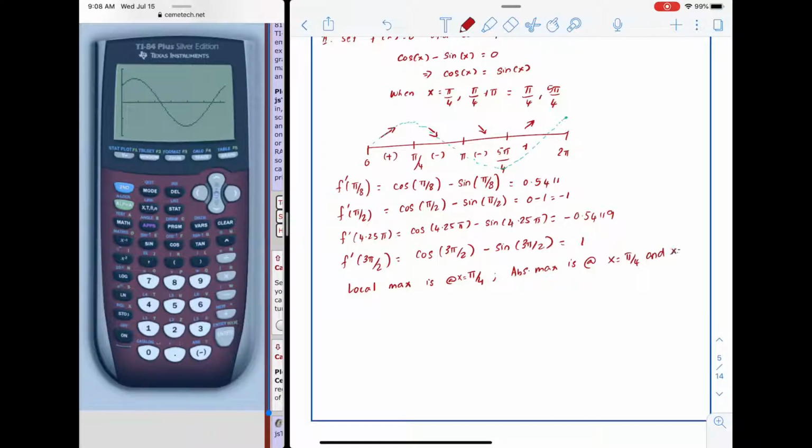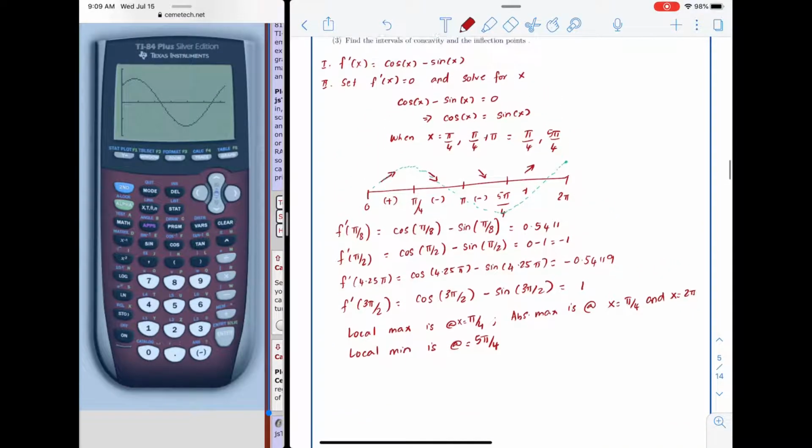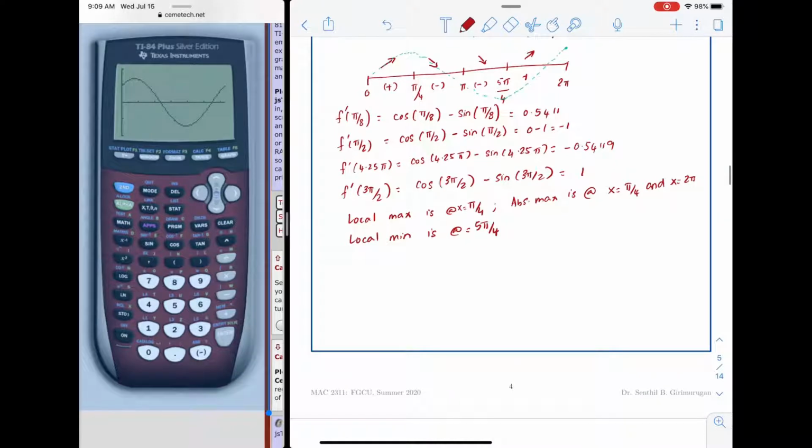And x is equal to 2 pi. We can't call x is equal to 2 pi a local maximum because that is an endpoint in this problem. The local minimum is at 5 pi over 4. Now we could find the point of inflection and identify the concavity. We sort of know by looking at the picture where the graph changes from concave up to concave down.